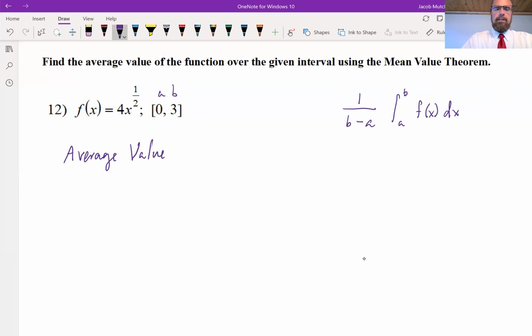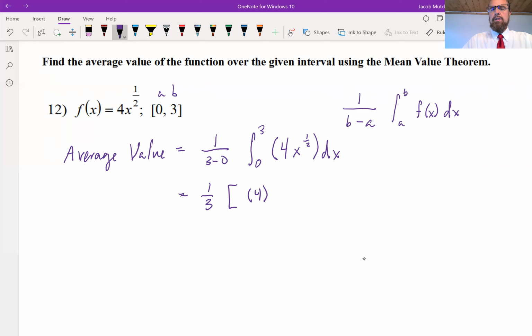And that's going to equal 1/3 minus 0. So that's going to reduce to 1/3 times the integration from 0 to 3 of my function, 4x to the power of half dx. Now we're ready to integrate. So that's 1/3 times constant 4.